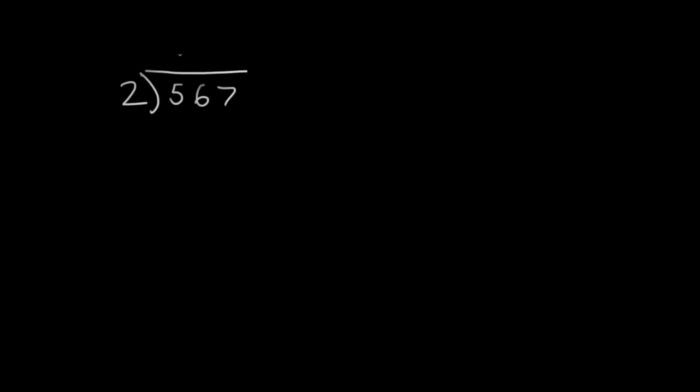2 goes into 5 how many times? Well, 2 times 2 is 4. 5 minus 4 is 1. Bring down the 6. 2 goes into 16 8 times. 2 times 16 is exactly 16. Bring down the 7. 2 goes into 7 3 times.